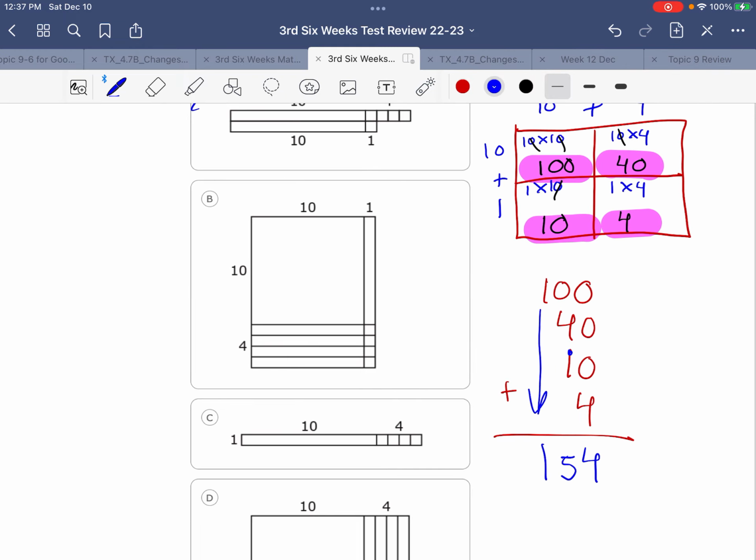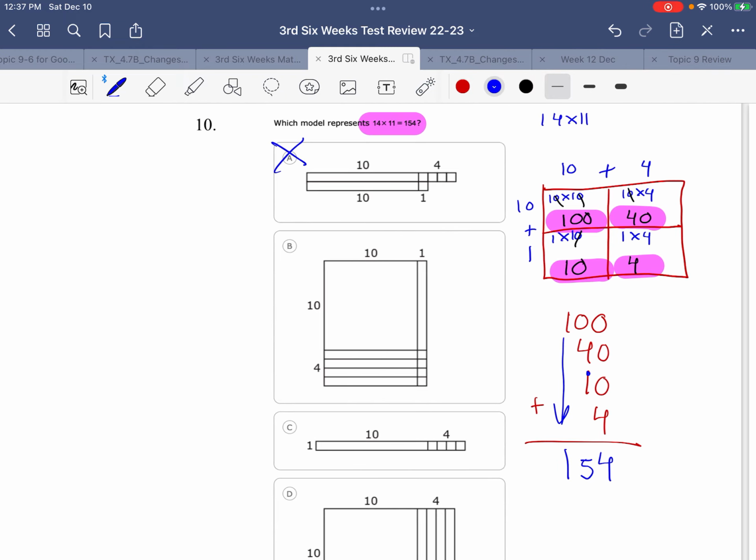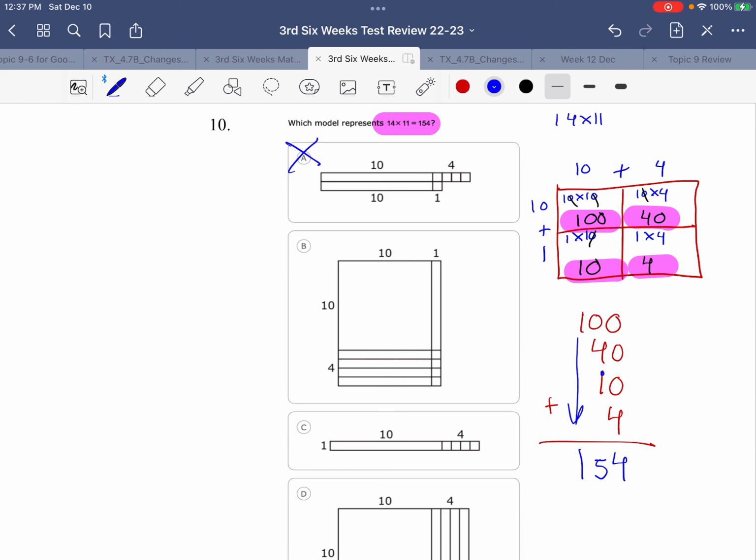Going to B. I want to see, do they have it expanded right? They have 10 and 1, which is 11. They have 10 and 4, which is 14. Okay, good so far. Now I need to see, do they have the partial products? They have 100 here, 10 here, 40, and then 4. And I have all of those numbers. So B could potentially be my answer.